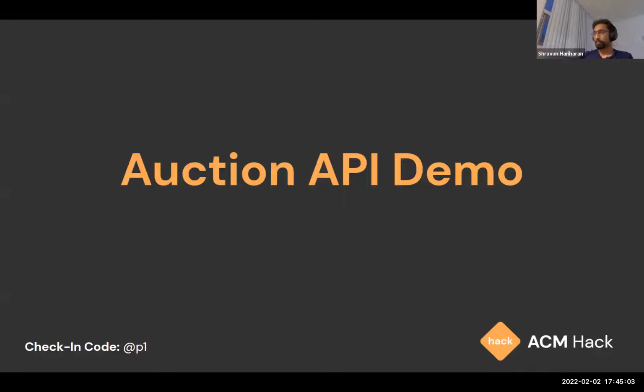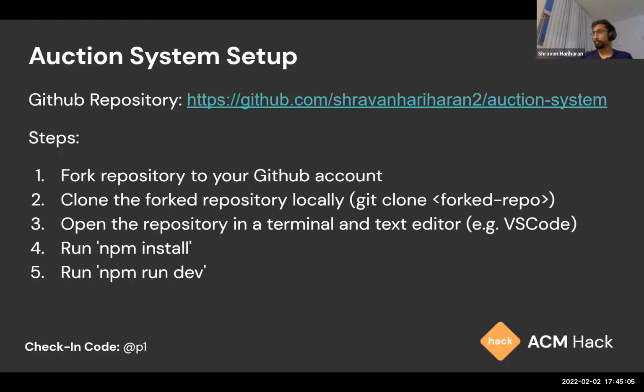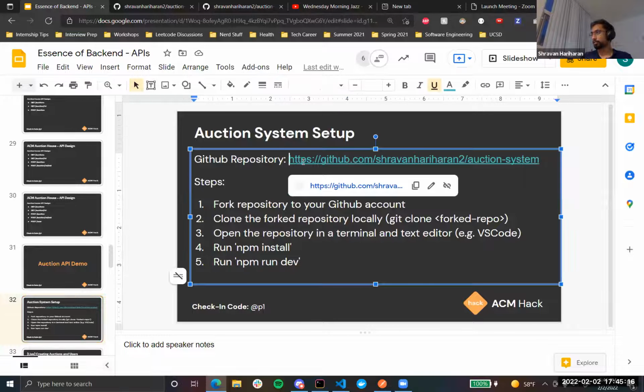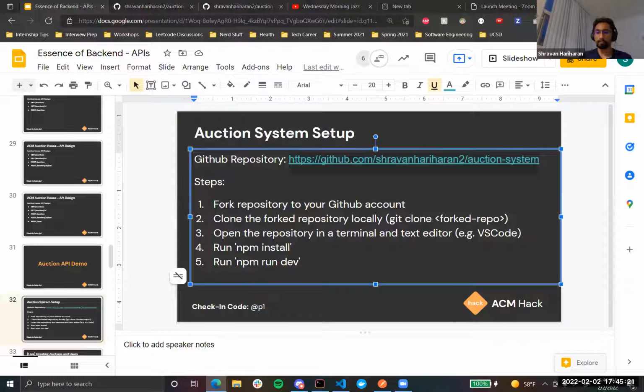Cool. Let us go into an API demo. For our auction system, we have a GitHub repository that has starter code for this auction system. And we're going to be diving into exactly what that starter code holds. So let me copy this into the chat, and we will get the system set up on everyone's computer.